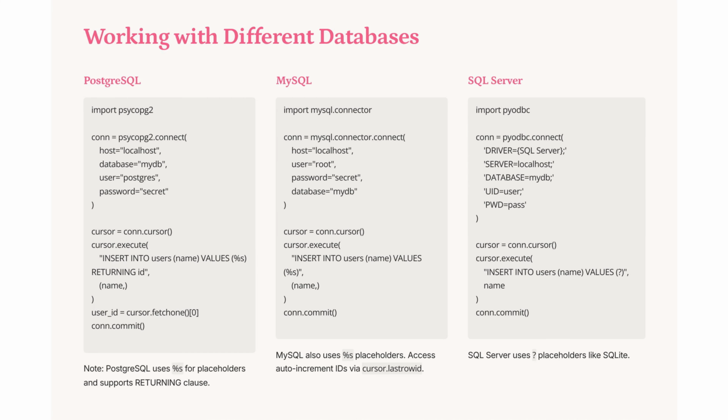When working with different databases, note the syntax variations. PostgreSQL uses %s for placeholders and supports the RETURNING clause to fetch inserted IDs. MySQL also uses %s, but retrieves auto-increment IDs with cursor.lastrowid. SQL Server, similar to SQLite, uses ? for placeholders. Understanding these differences ensures smooth database operations.